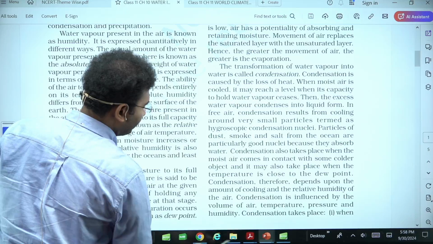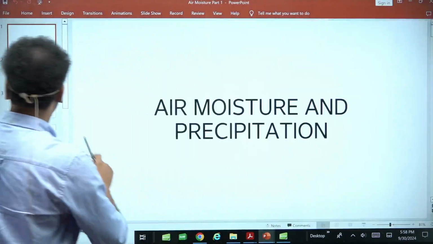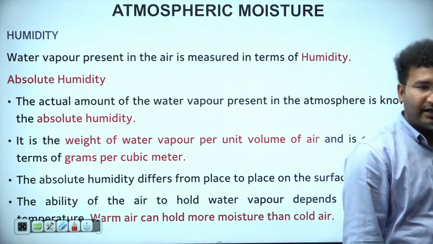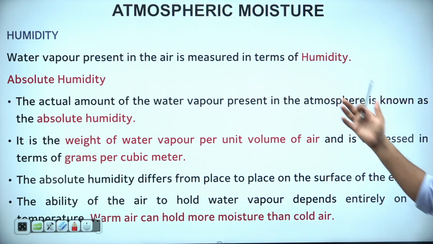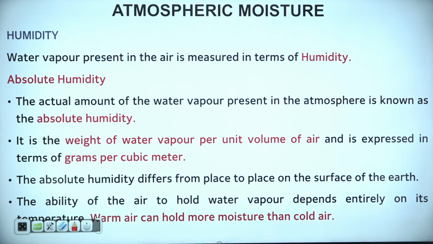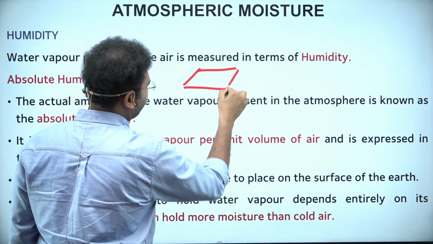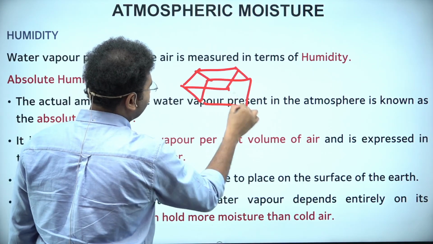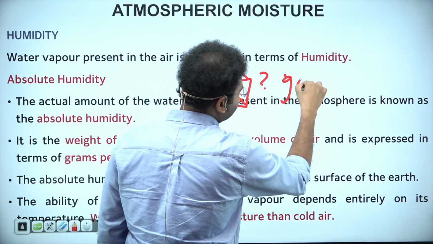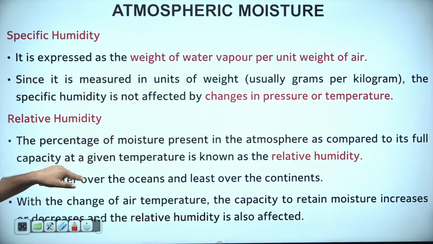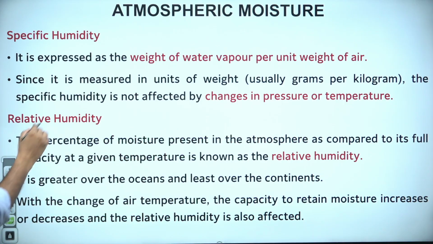Let me show it to you here. Firstly, the definitions. We have learned that the actual amount of water vapor present in the atmosphere is known as absolute humidity. It is the weight of water vapor present per unit volume of air, expressed in grams per cubic meter. If you are taking 1 cube and measuring in grams per cubic meter, this is your absolute humidity.